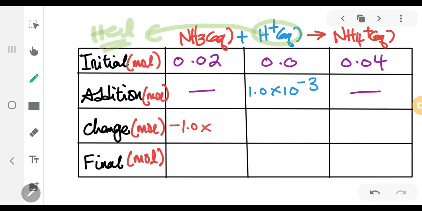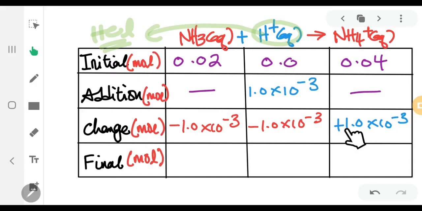So minus 1.0 times 10 to the power of negative 3. The reason why you have minus, again, is because this one is on the reactant side. So the change will be minus, and here will also be minus. But on the other side, you have plus 1.0 times 10 to the negative 3, because you're going to be producing more of this through the reaction of NH3 with H plus. So you're going to add together, and you get this much of NH4 plus being produced.